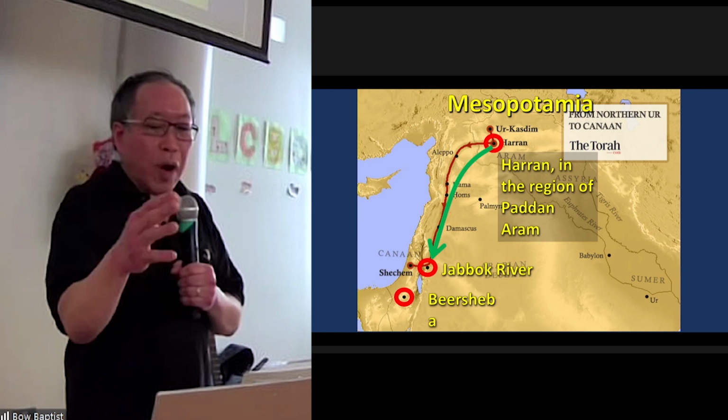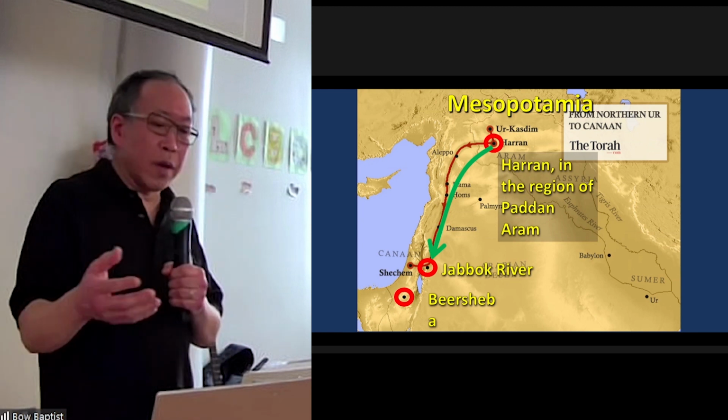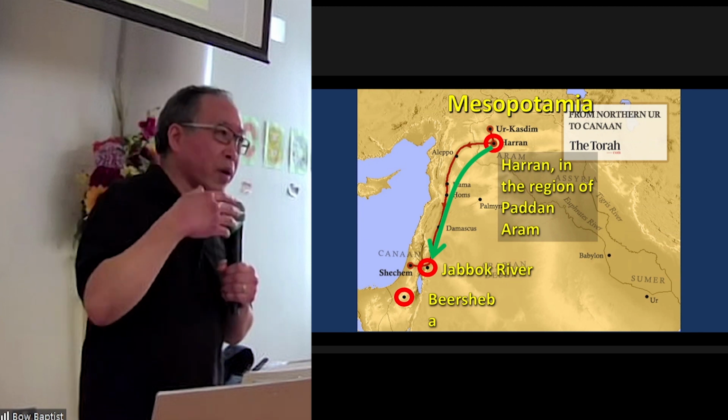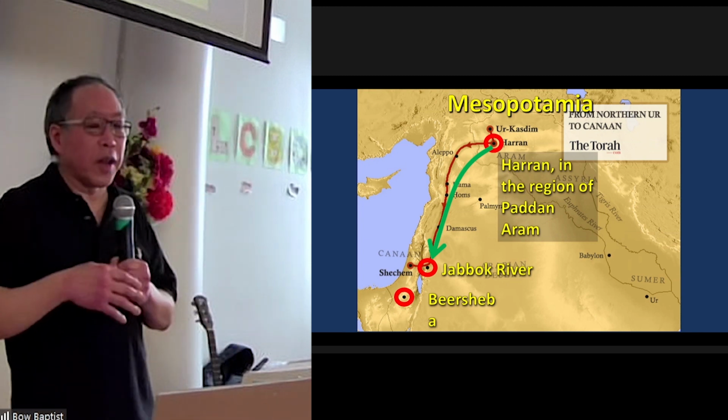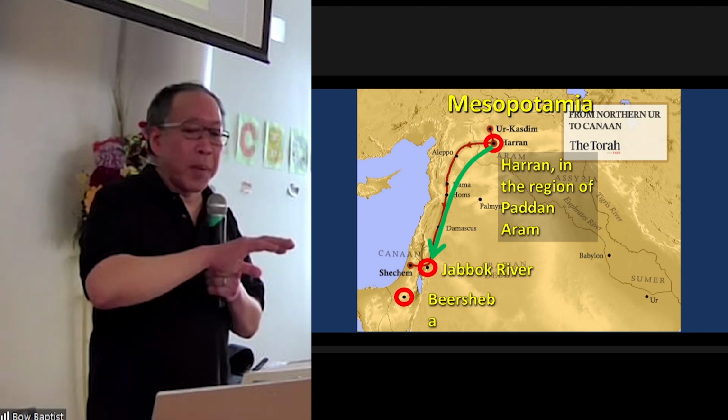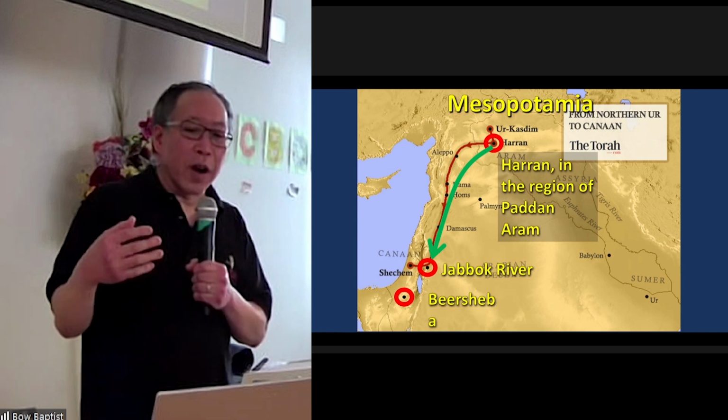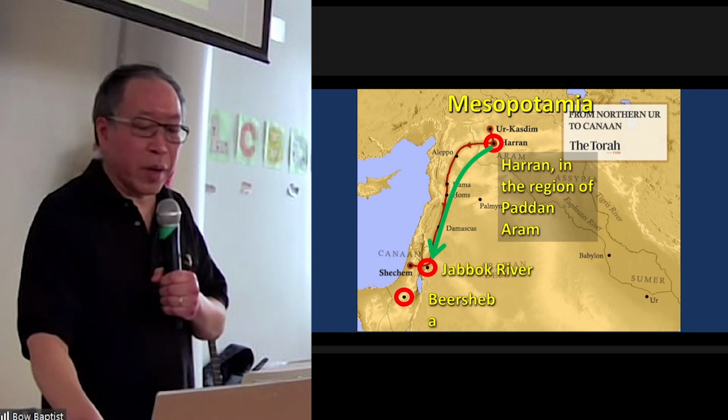And Haran is in the region of Paddan Aram. You'll hear when you read through, it says that Jacob went to Paddan Aram. Paddan Aram is the region, and Haran is the town where he was living.